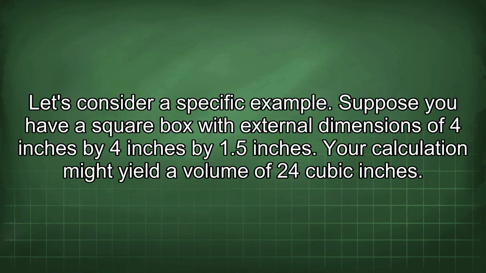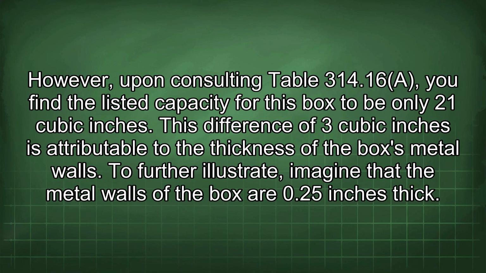Let's consider a specific example. Suppose you have a square box with external dimensions of 4 inches by 4 inches by 1.5 inches. Your calculation might yield a volume of 24 cubic inches. However, upon consulting Table 314.16(A), you find the listed capacity for this box to be only 21 cubic inches. This difference of 3 cubic inches is attributable to the thickness of the box's metal walls.